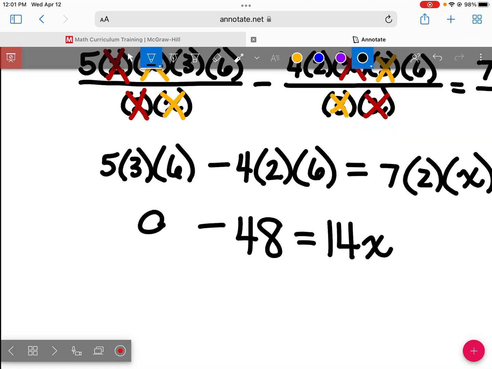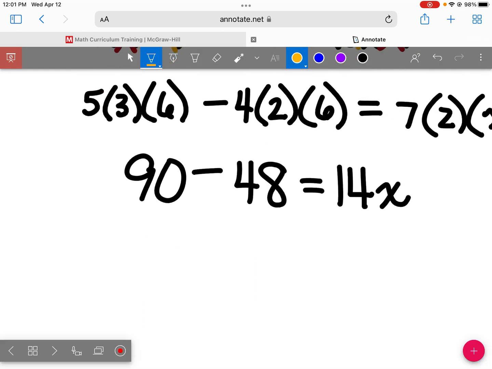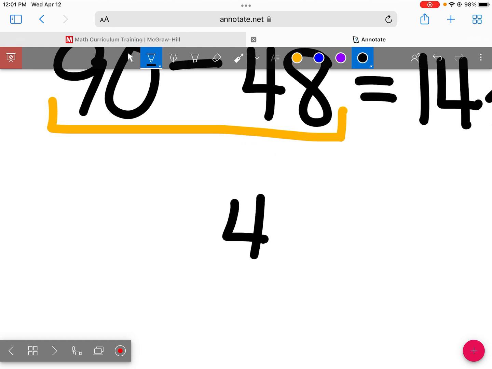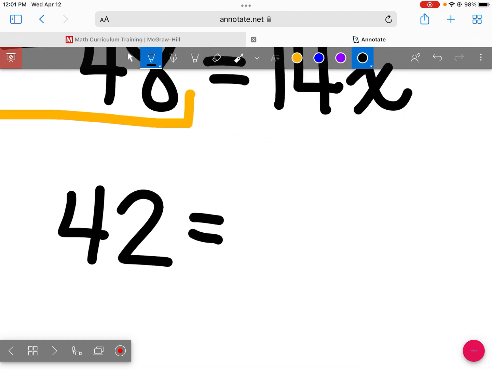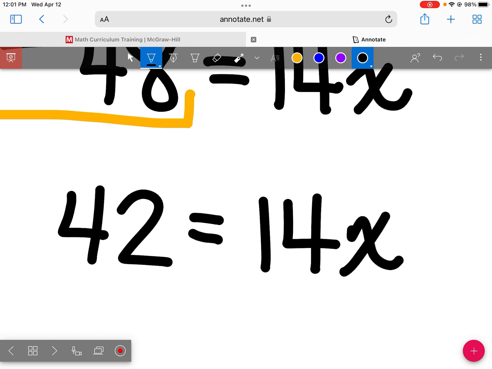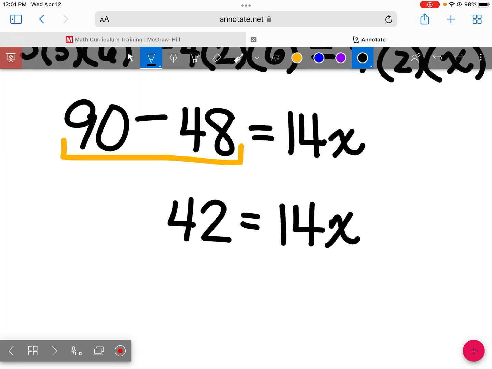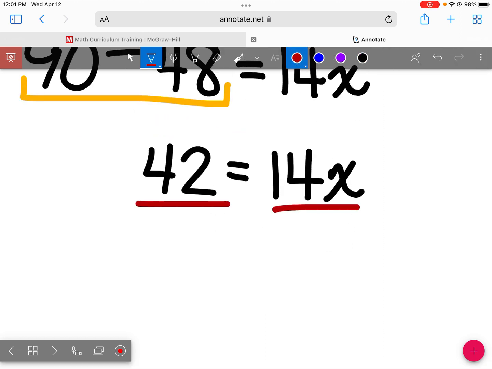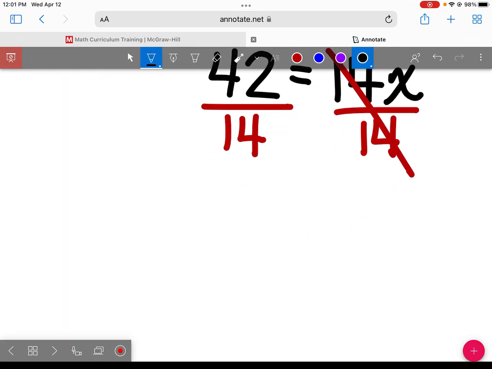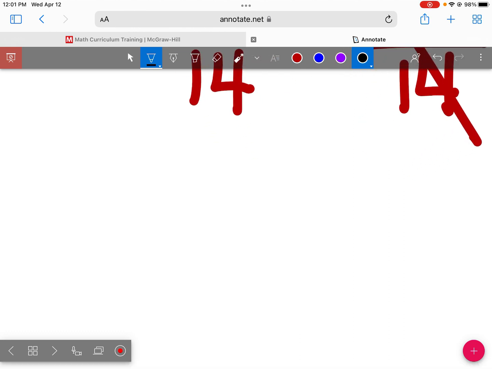Are there any like terms that I should combine? Yes. What should I put together? 90 and 48. 90 minus 48. What is 90 minus 48? So I have 42 equals 14x. What do I need to do to get x all by itself? Divide both sides by 14. So my 14's cancel. What is 42 divided by 14? 3.